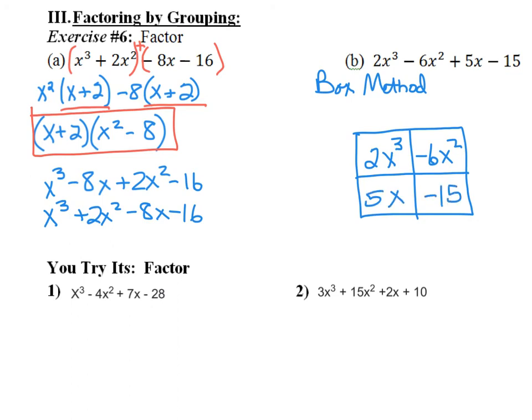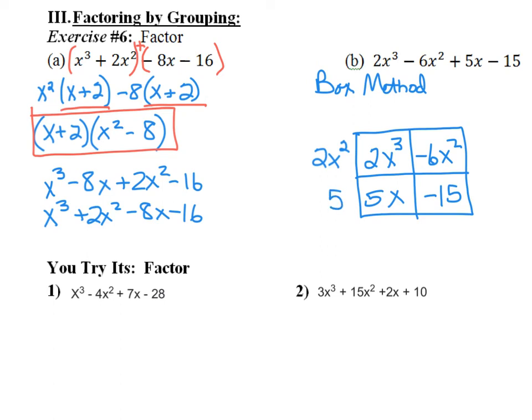Now I'm going to look at the first row, 2x cubed minus 6x squared, and I'm going to look for the greatest common factor in that row. 2x squared is common to both. So I'm going to pull out that 2x squared. Then I'm going to move on to my next row. In the next row, I see that I have 5x minus 15. So what's common to both of those terms? 5.